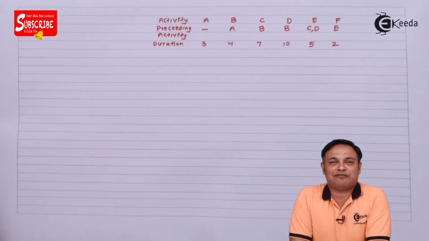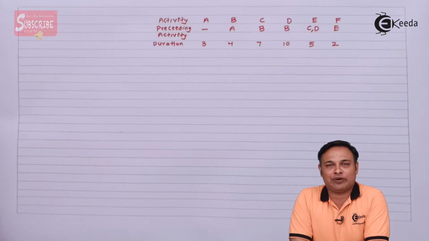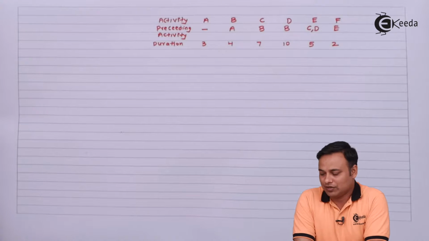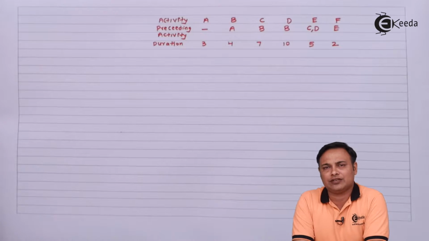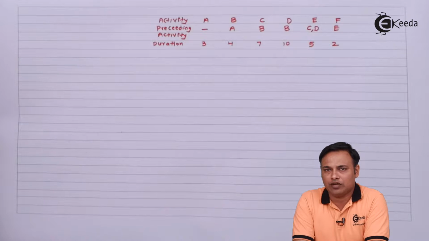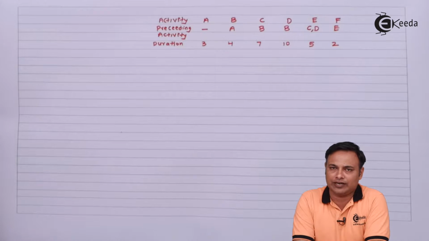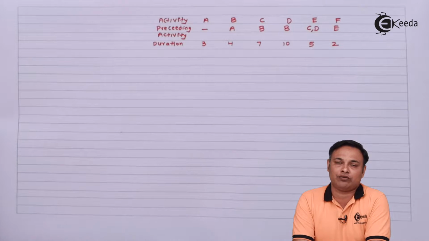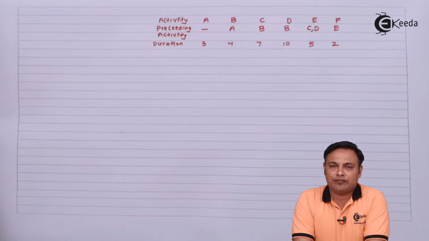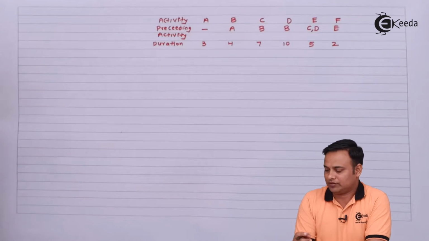Now this is a problem where we have activities from A to F. So there are 6 activities, and the new addition in the question is the duration of the activities. So this duration can be in days, weeks, months, hours, or it can be in seconds also. So duration basically indicates the time for which the activity will be conducted or the time taken by the activity to get completed. Now let's first draw the diagram and put down the duration against each activity.